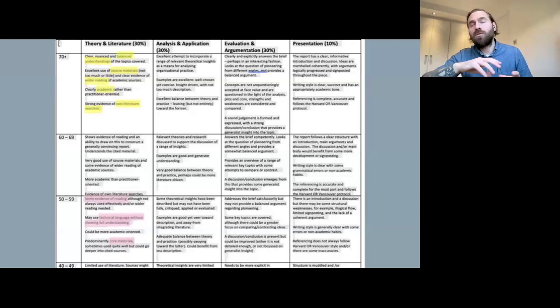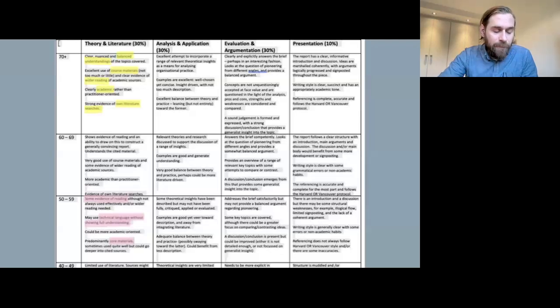So you need to be able to signal this in your assignment. That means you're going beyond just describing, beyond just giving us a simple sentence about something, and actually telling us what you know about it. If you look at the 50 to 59s, one of the key points is that you may use technical language without showing full understanding. The way that you show full understanding, we'll go on to explore in a little while.